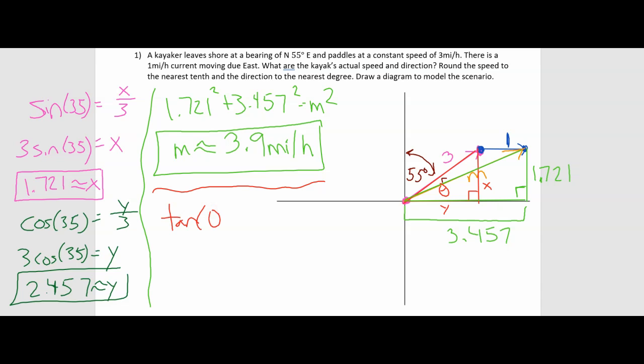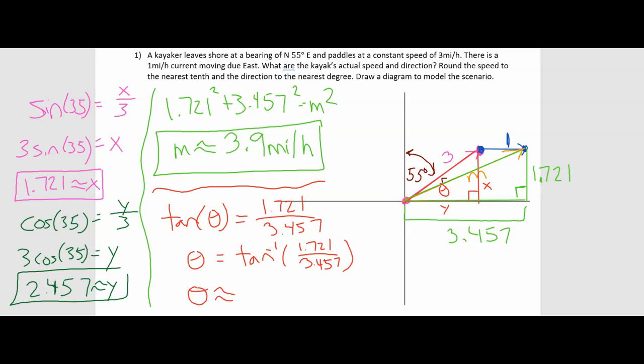You know all three sides, so you could do whatever one you want. So tangent, opposite over adjacent, 1.721 over 3.457. That means that theta is equal to the inverse tan of that ratio. And we are rounding the direction, it looks like, to the nearest degree. Which ends up being 26 degrees approximately.